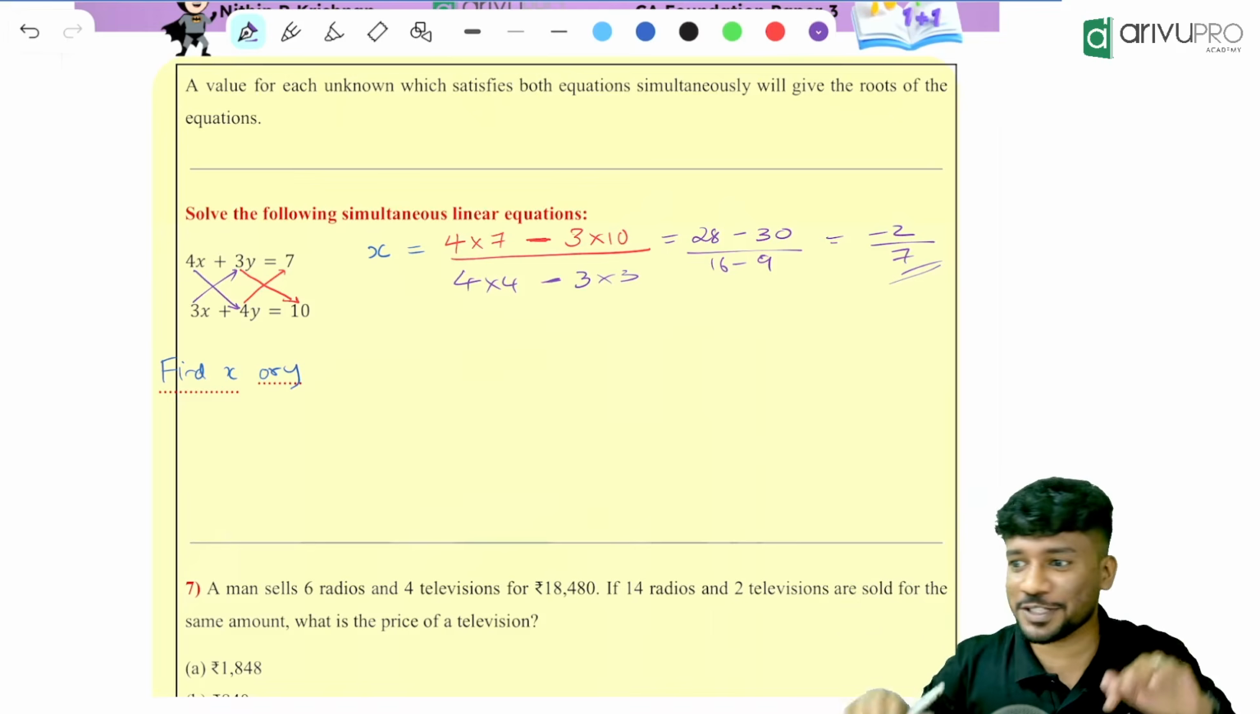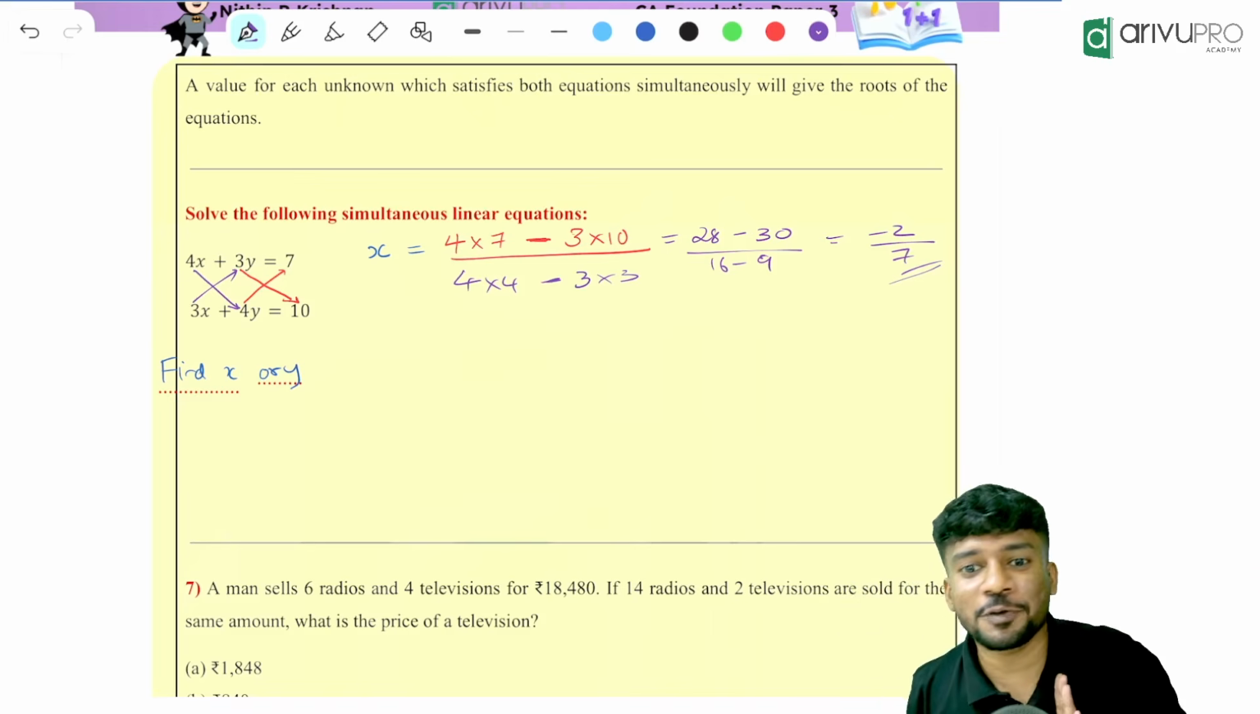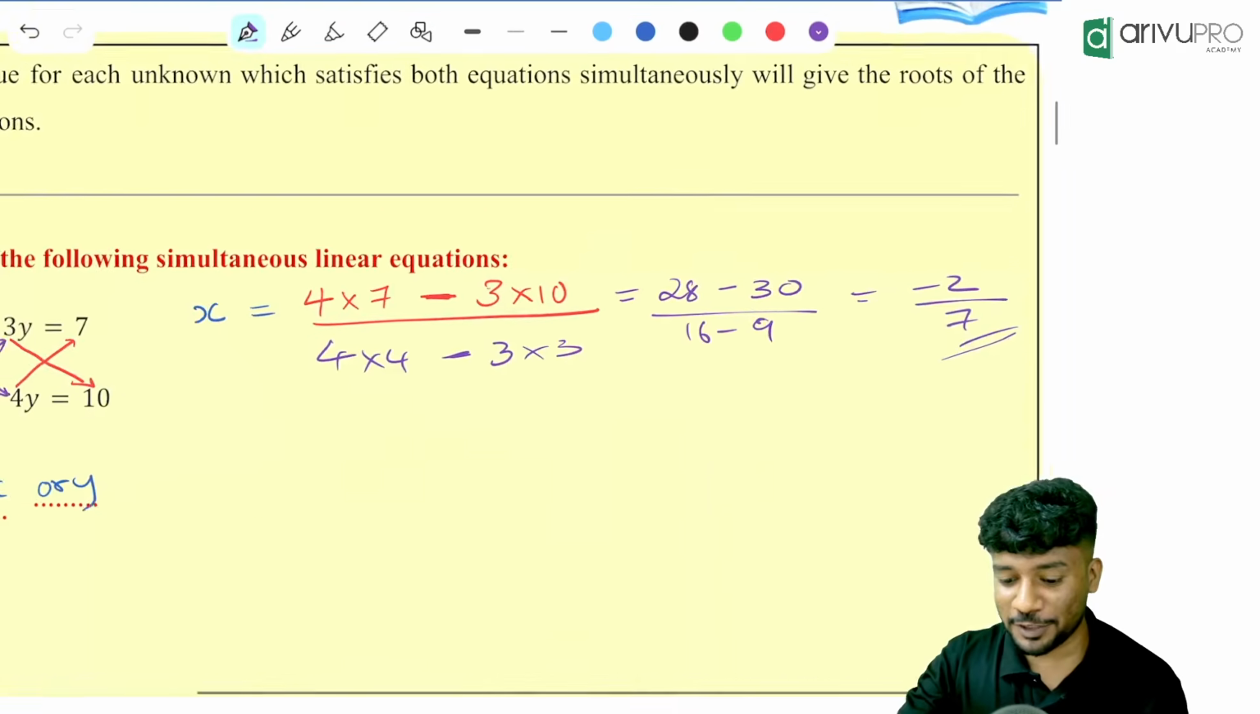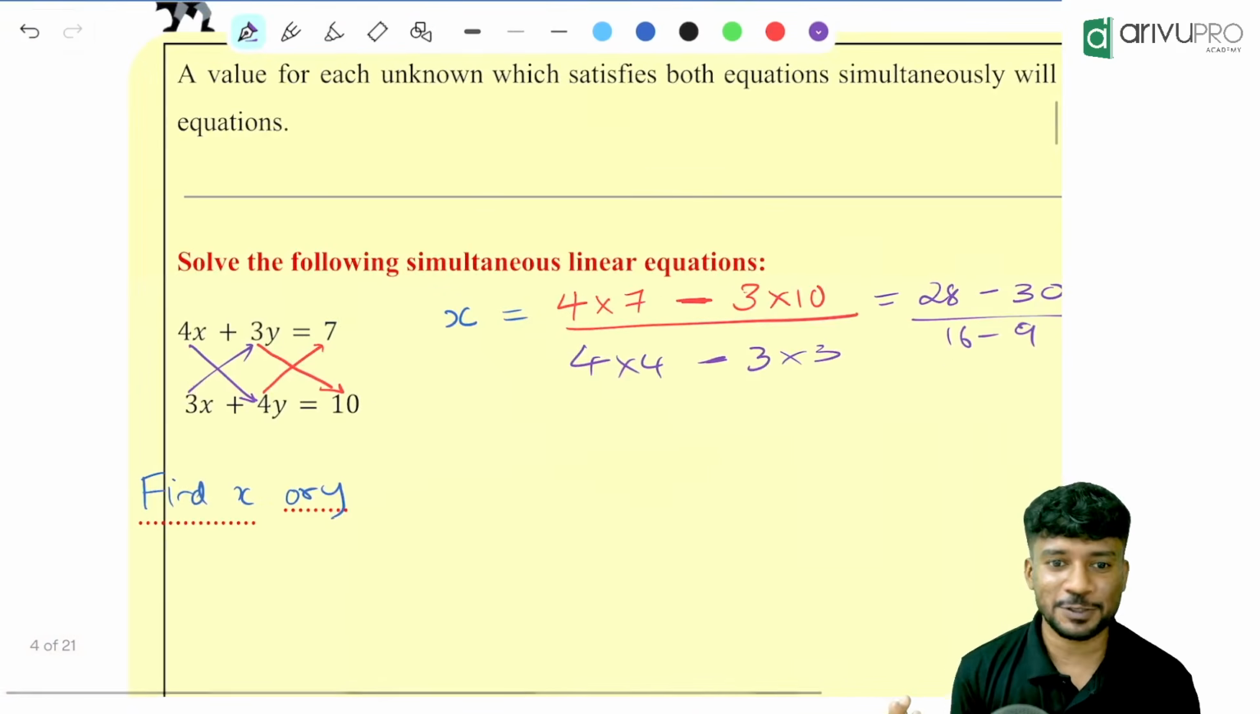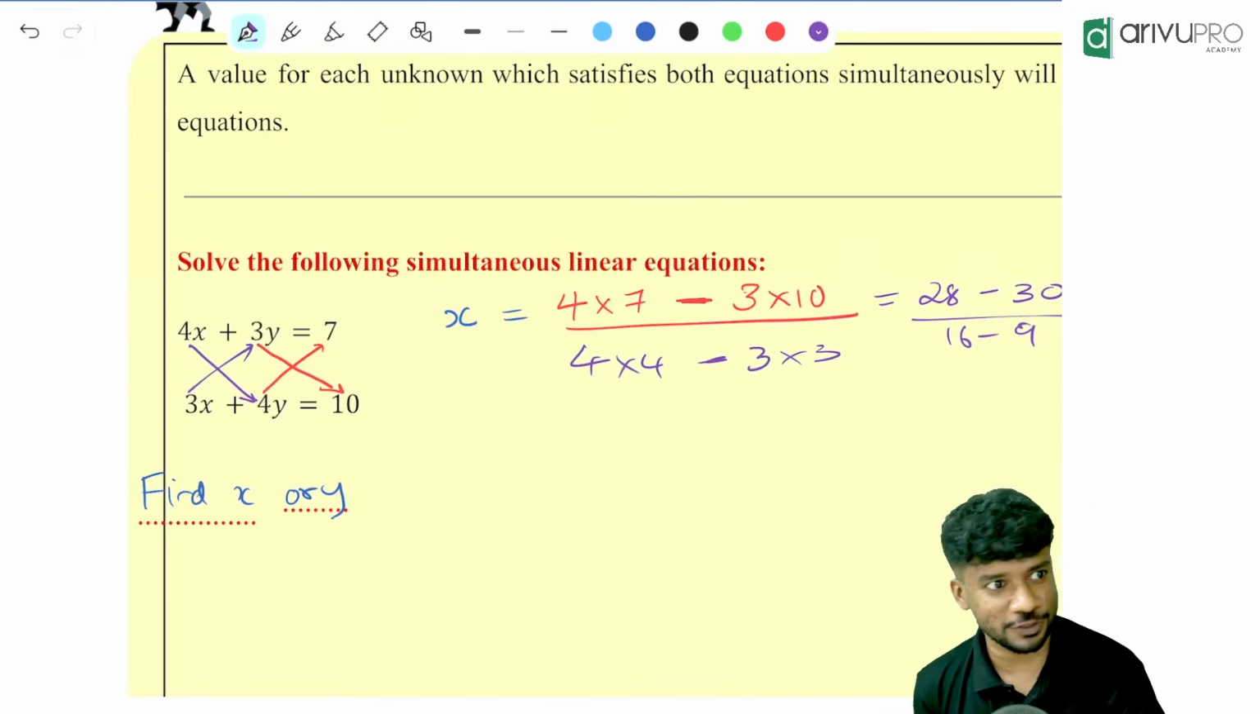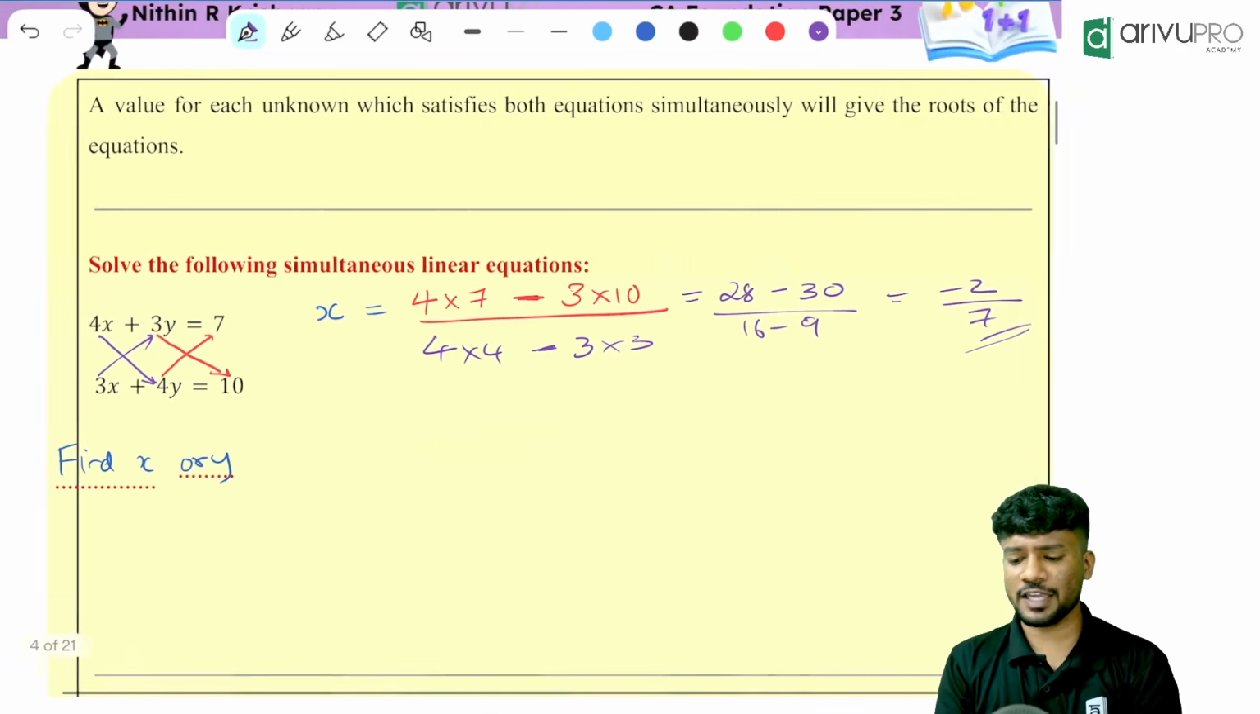Will you go for the substitution method? No. That's why we are doing this method. Don't expect it will always be like 4x plus 3y is equal to 7. It will become bigger values also.